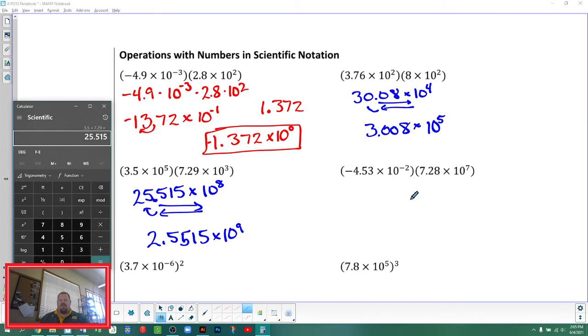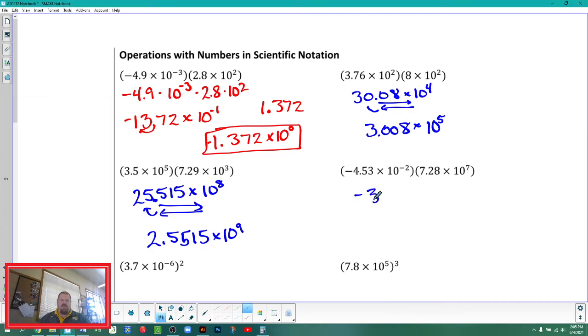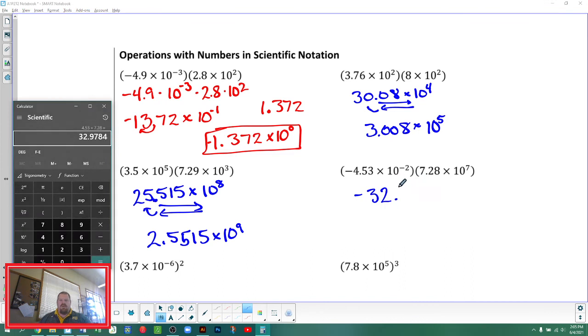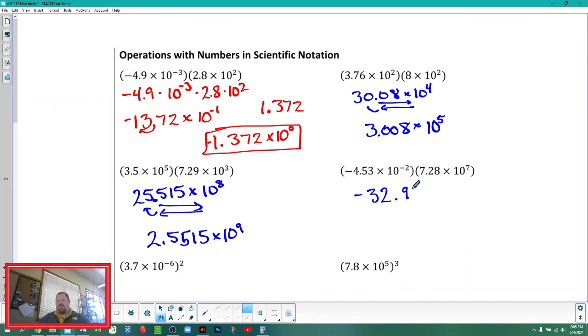On the last one here, again, this one's going to be negative. Don't let me forget that. 32, I wish I would have remembered more. 0.9874, sure, or 9784. We can write all those, that's okay. Times 10 to the negative 2 plus 7 is the 5th power. So, positive exponent, big number. Move it that way 5 times, move it that way back 5 times, and one more to get it there. Negative 3.29784 times 10 to the 6th.